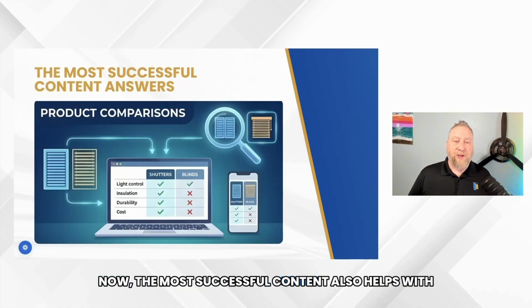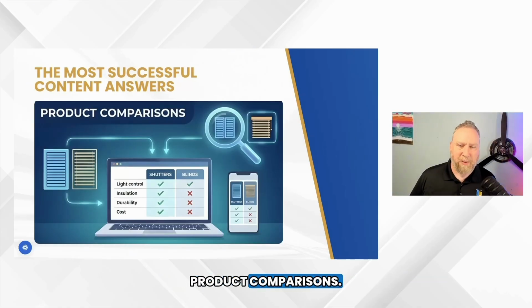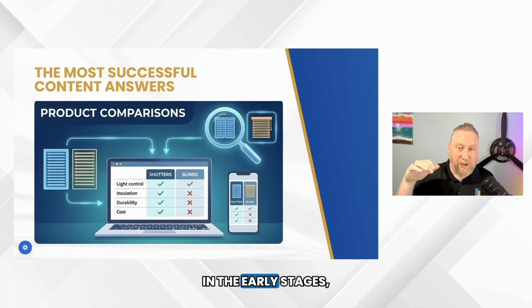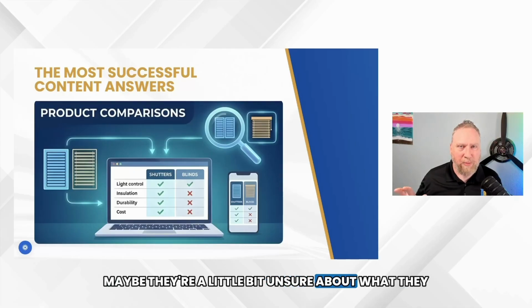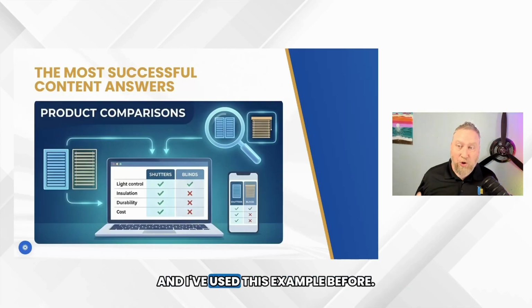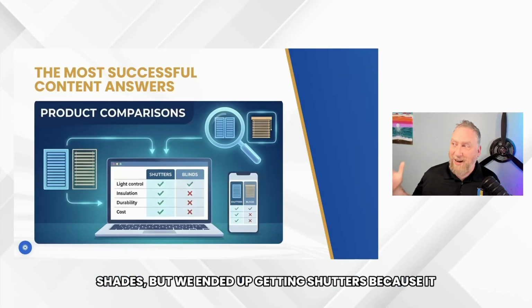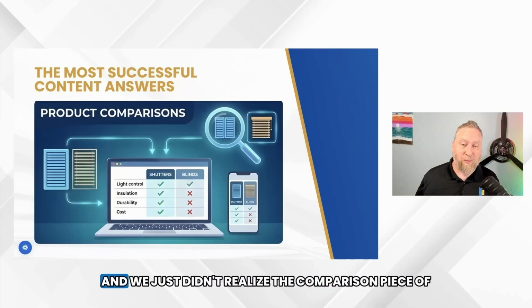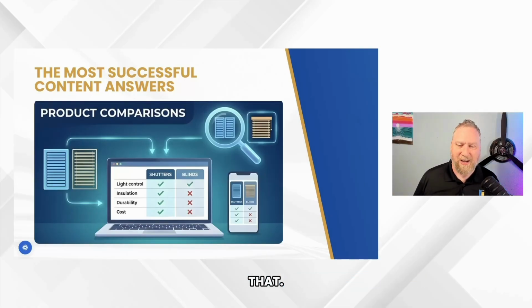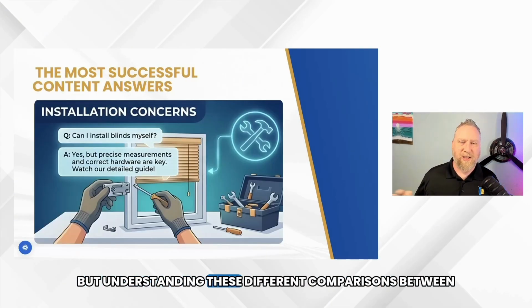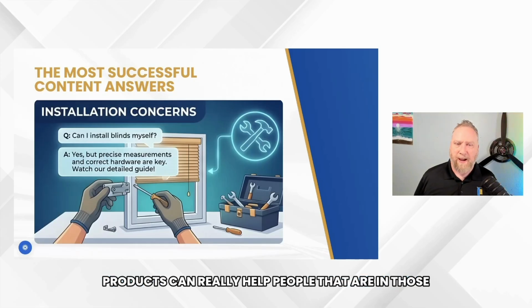Now, the most successful content also helps with product comparisons. This is where people that are researching, especially in the early stages, maybe a little bit unsure about what they even want. And I've used this example before: my wife and I called somebody to get some Roman shades, but we ended up getting shutters because it was a better fit, and we just didn't realize the comparison piece of that. So having that in place is just fantastic. Understanding these different comparisons between products can really help people that are in those early stages.